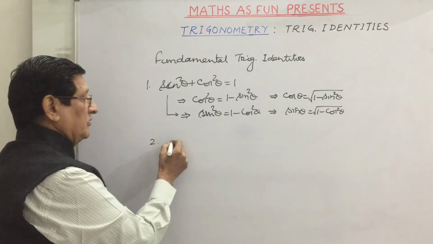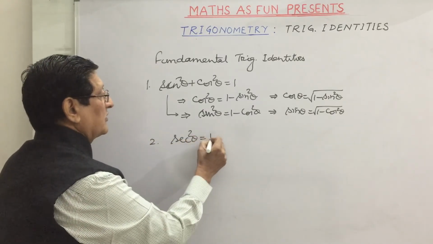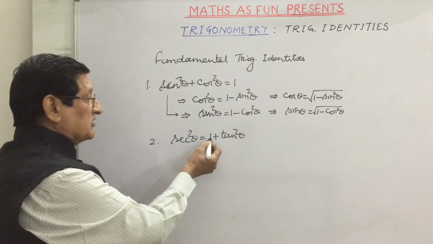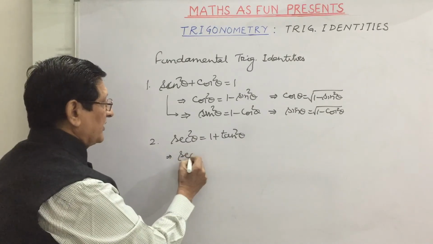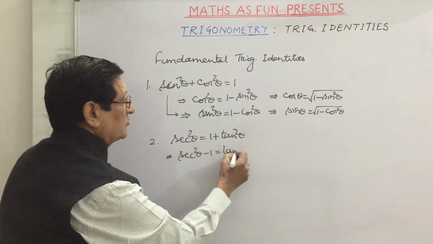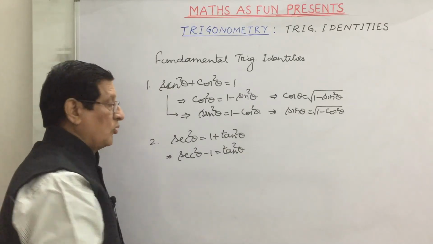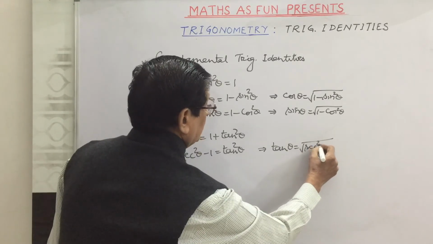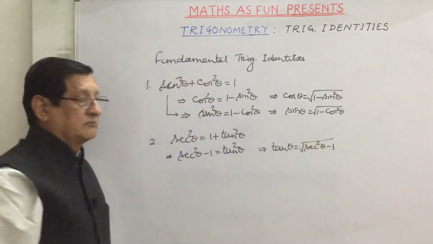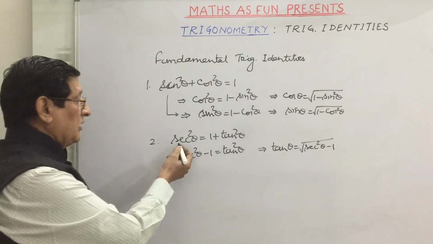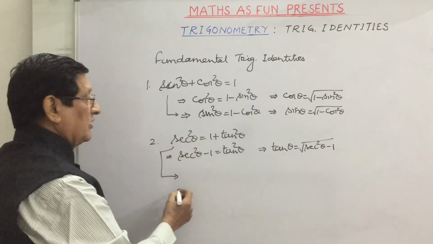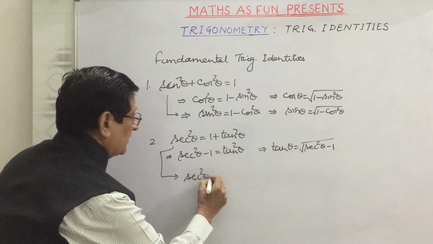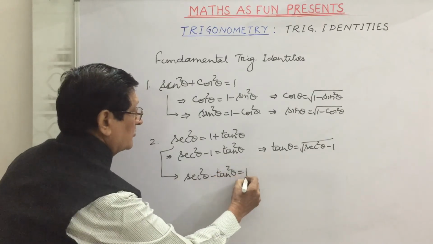Similarly, from the second one, which we have sec square theta equal to 1 plus tan square theta, if we transpose this 1 onto this side, we will get sec square theta minus 1 equal to tan square theta. Or we can say that tan theta is equal to root of sec square theta minus 1. This time, if we transpose tan square theta onto this side, we are getting sec square theta minus tan square theta equal to 1.